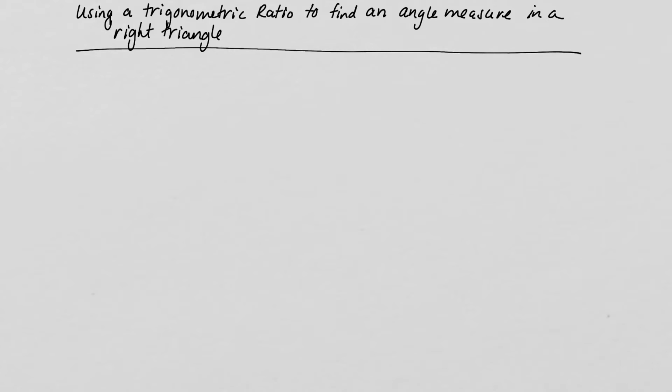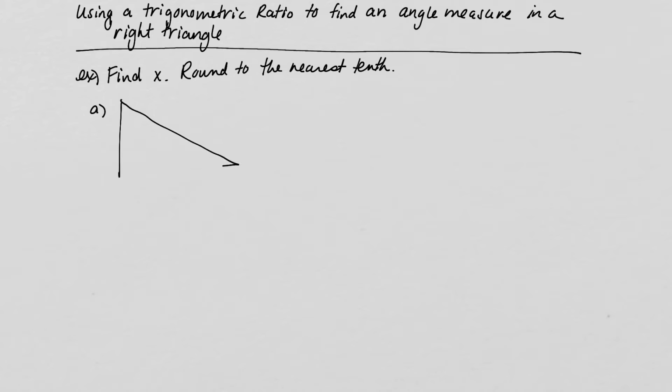So in this video, we are going to look at using our trigonometric functions to help us find values of angles. So for example, find x rounded to the nearest tenth. So I have a right triangle here. This angle in here is x, this is 18, and this is 21.